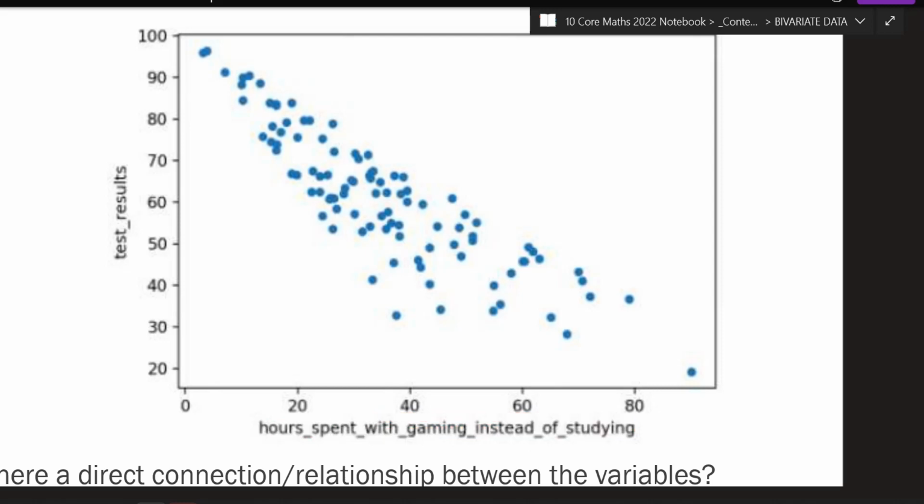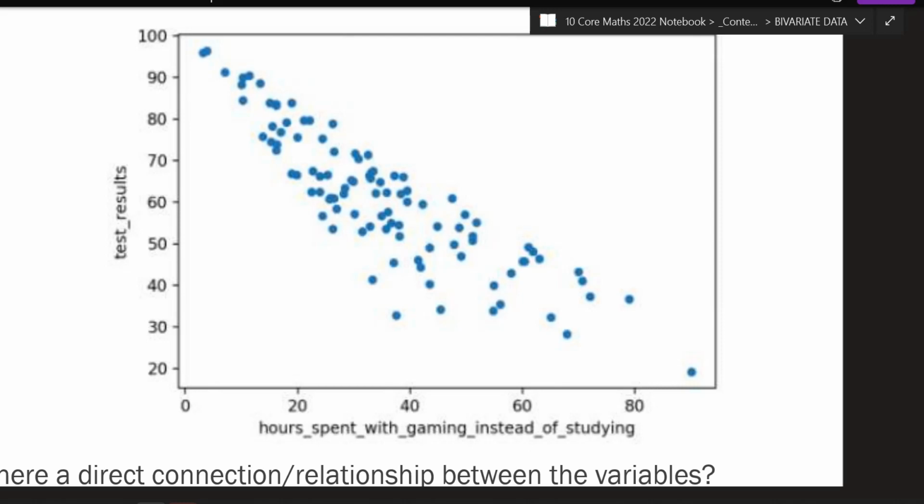Ooh, okay. Junior, can you tell me what this data suggests? Hours spent gaming versus test results. What is it saying to you? The hours. Yep, so how many hours? So the higher the hours, what's happening with your test results?